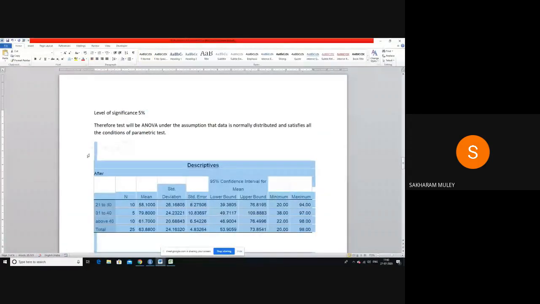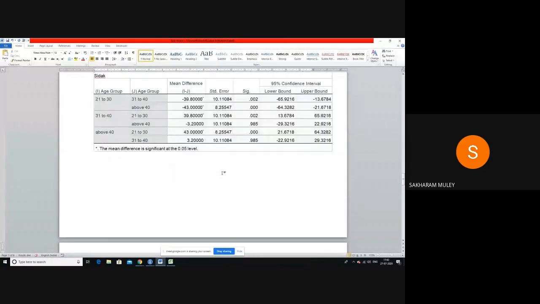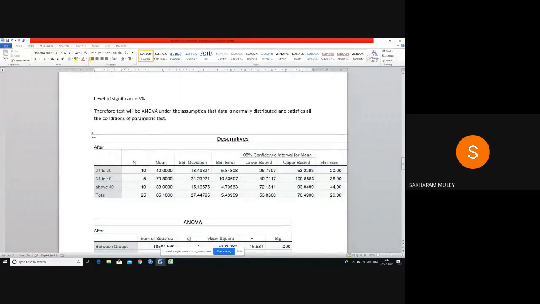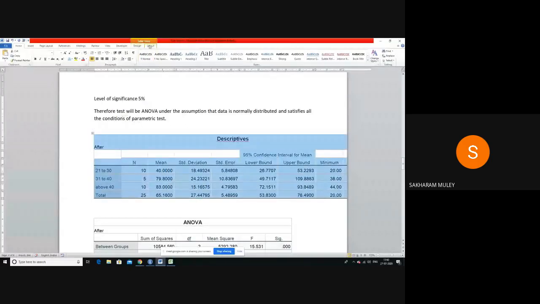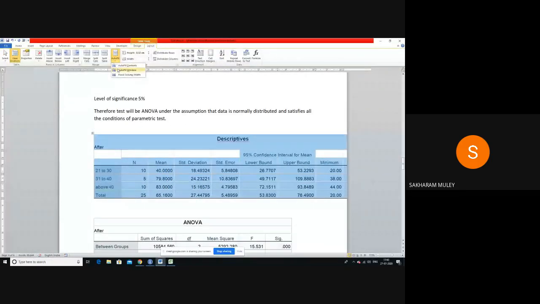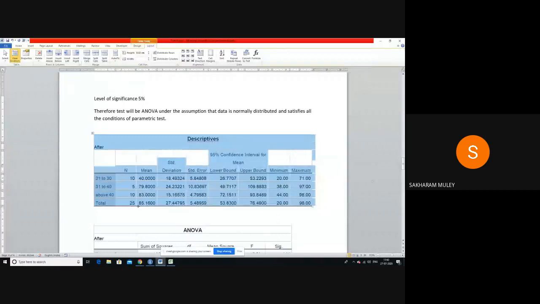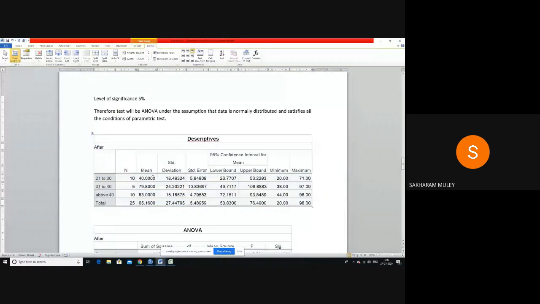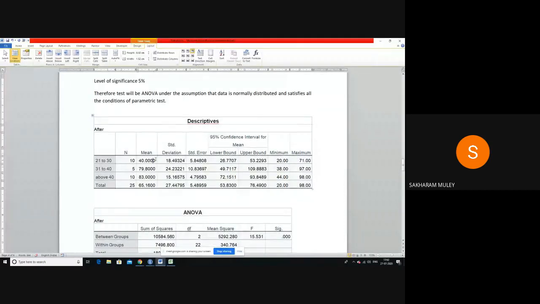Your first analysis was talking about no significance of difference. I will not explain this before and after. From descriptive statistics, you will understand that the age group 21 to 30 has scored less, that is 40 marks, 31 to 40 has scored 79 marks, and above 40 has scored 83 marks. So you will find that there is a difference between these mean scores. We want to find out whether the difference is significant or not.